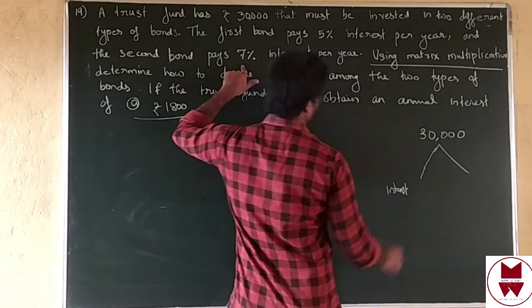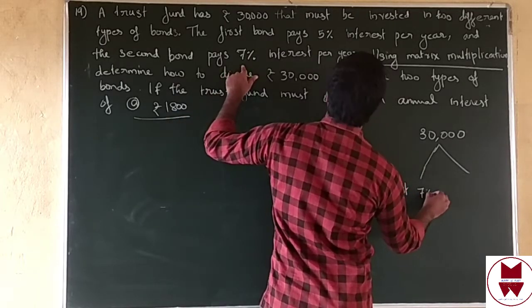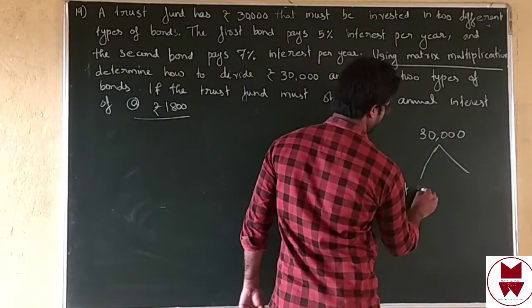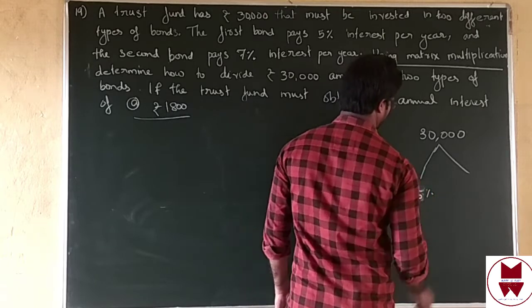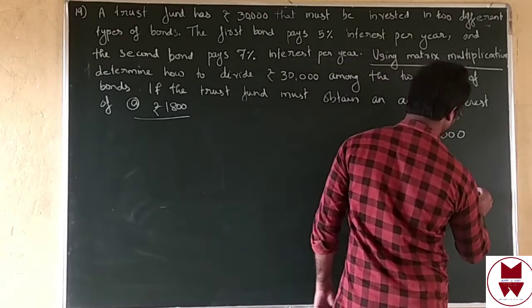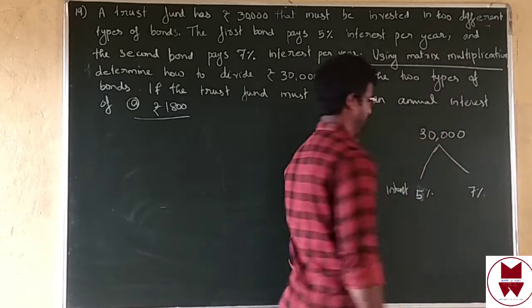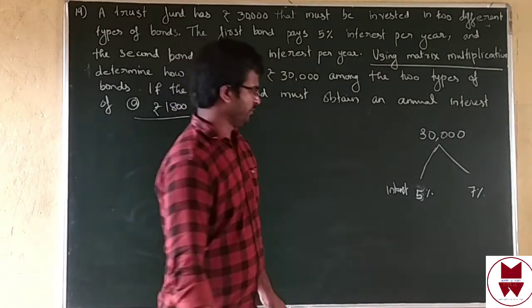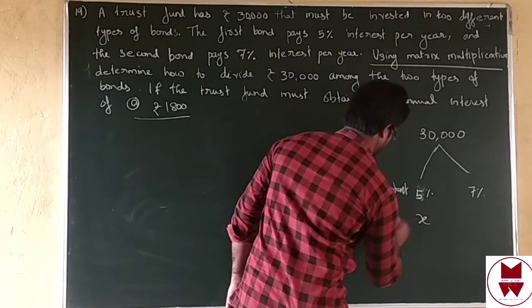In the first bond the interest is 5%. And in the second bond, the interest is 7%. Then we have to divide this amount.